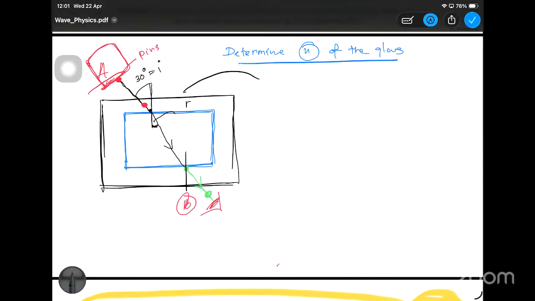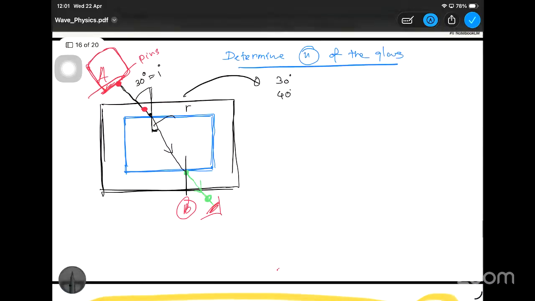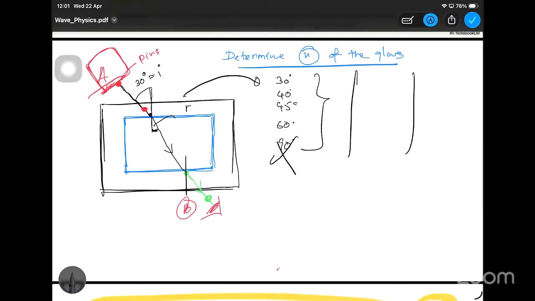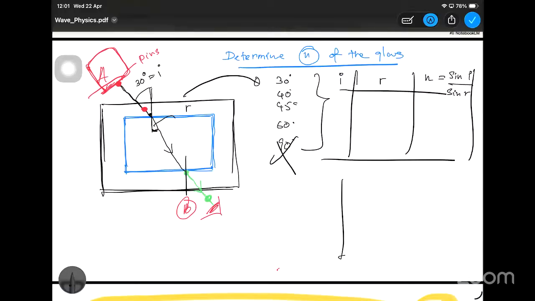So likewise, you are going to continue up to, let's say, 30 degrees, 40 degrees, 45, 60, and so on. You are going to get these values and prepare a table with the I value and the R value. Then you can get the refractive index, sine I over sine R. And you can even draw a graph as well.